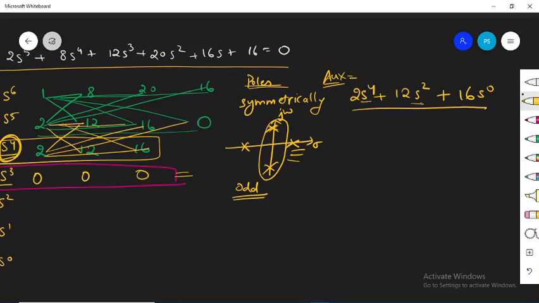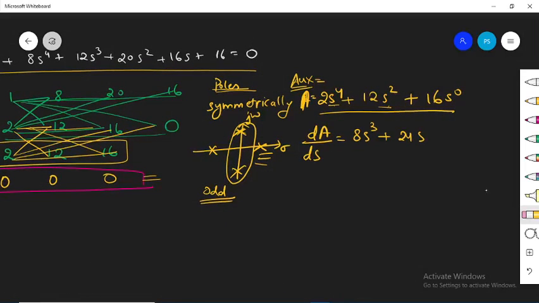When you get this auxiliary equation, differentiate it with respect to x. So what I am saying, if this is the auxiliary equation, I can label it as A. Then you just do dA by ds. Just differentiate this equation with respect to s. So it will be 8s cube plus 24s. Now you can see that the coefficients over here are 8 and 24. Substitute these coefficients in the Routh array.